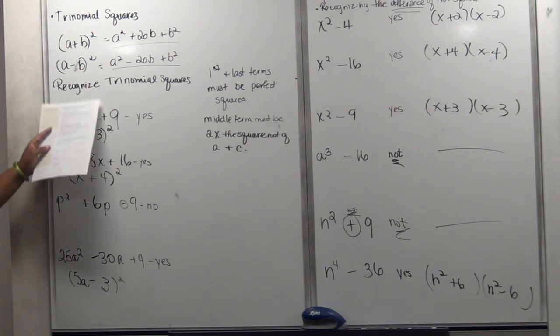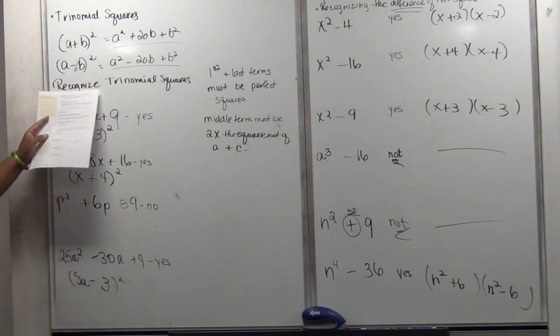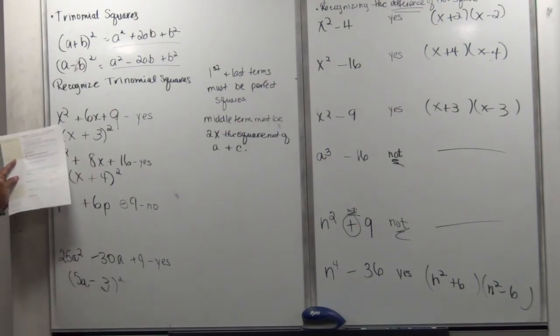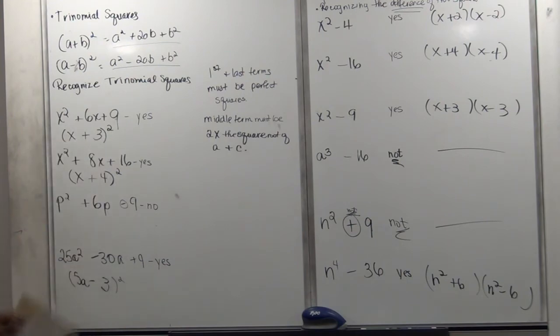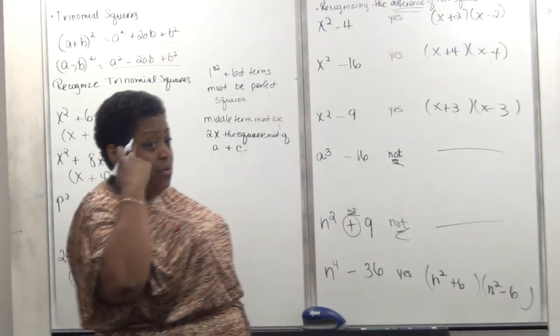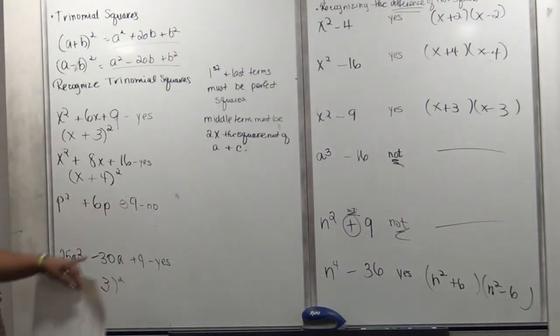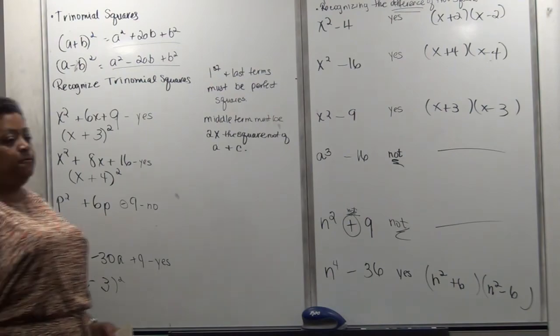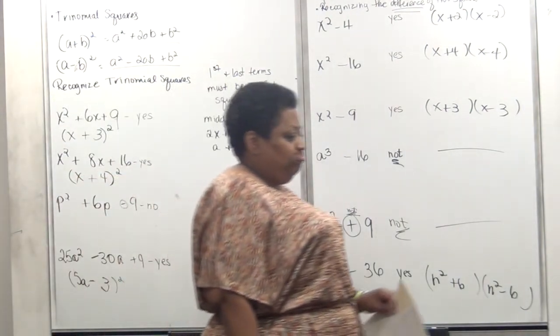The next thing you can do is, whenever you have something like this, you gotta recognize if this is a trinomial square. If it is, then just do it: square root of the first, square root of the second, squared. Why was that one a no? What made it a no? The minus one? Because the nine. The first and the last term have to be positive. Okay, first and last.